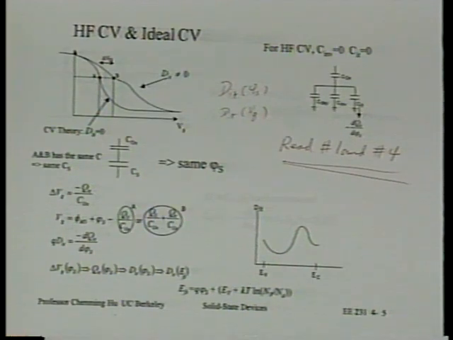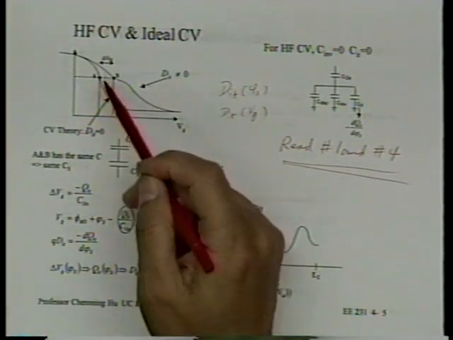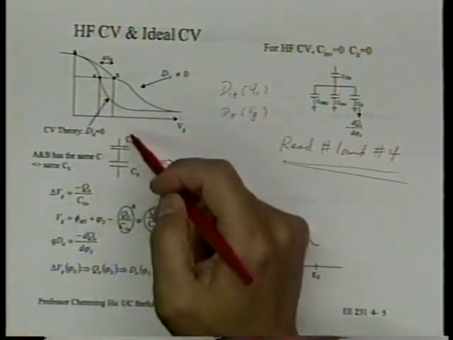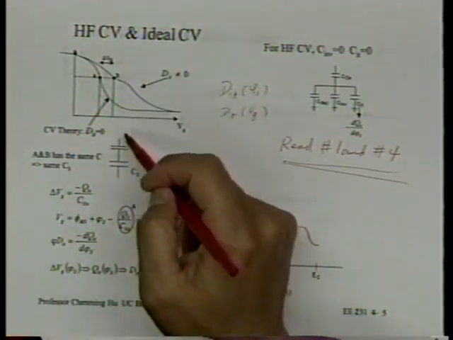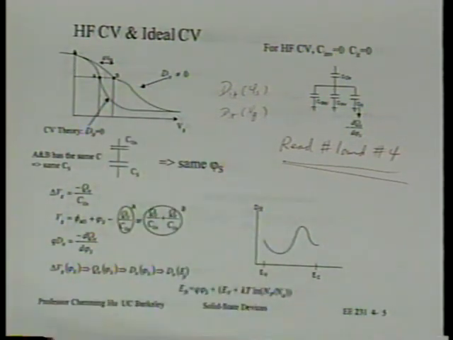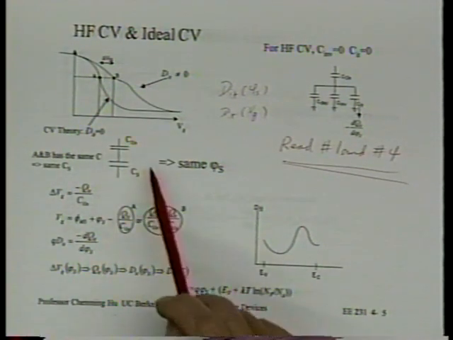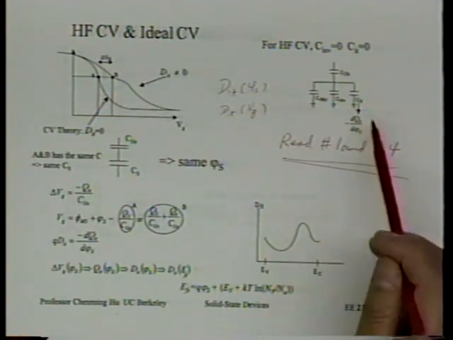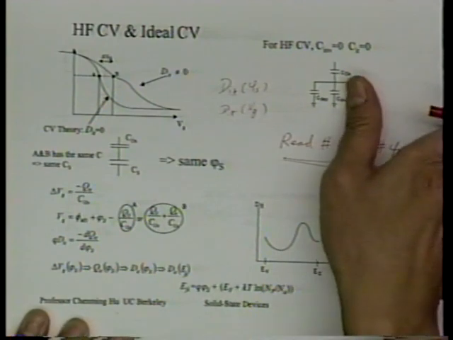Is that right? And what can we say about these two points, point A and point B? What is the same, what is not the same? Well, first, let's look at this equivalent circuit. Turns out the equivalent circuits for these two cases are the same, even though in one case, supposedly we have this extra term, CIT, and in the other case, supposedly this extra term is not there.